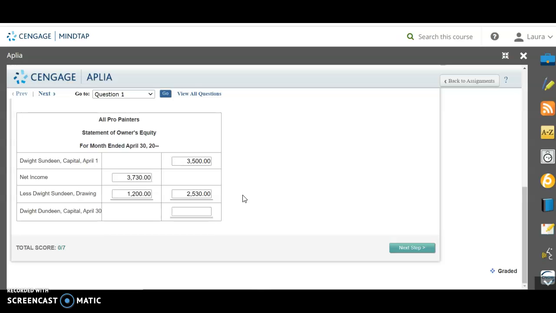And from there, we're going to add, so we have the beginning capital from April 1st of 3500. We have the amount that we calculated right here from this math that we did. So we're going to add those two numbers together to get our current capital, which is 6030. So that's what we ended up with here.